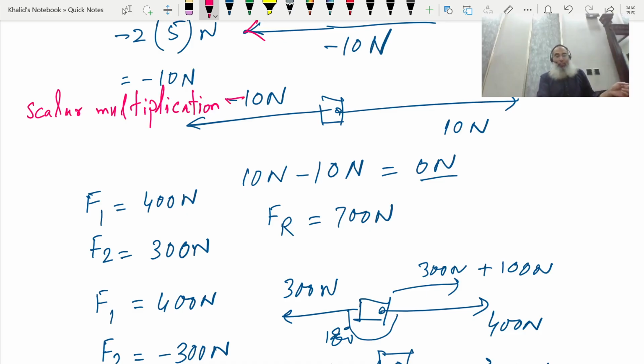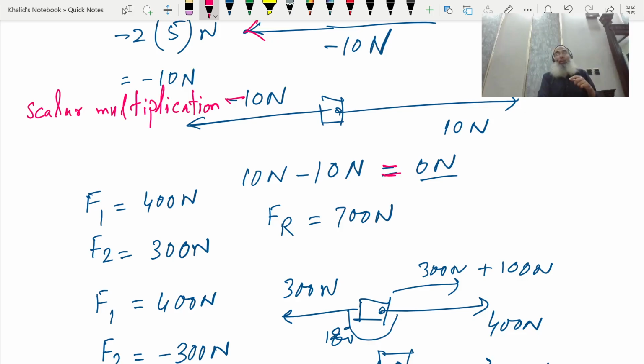So this 10 Newton is negative, according to our sign convention. So 10 minus 10 is equal to 0 Newton. The 0 Newton is the net effect. Net force is 0. Therefore, the body will not move. Or we can say that there is no net effect of the force. It's actually the resultant force. Now we are actually discussing the resultant forces.